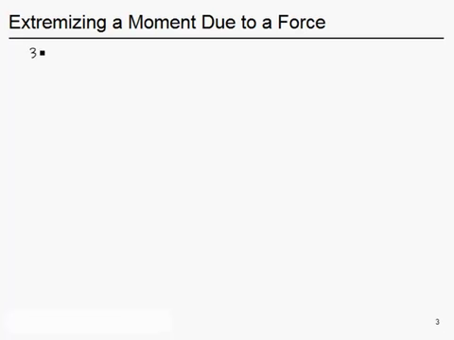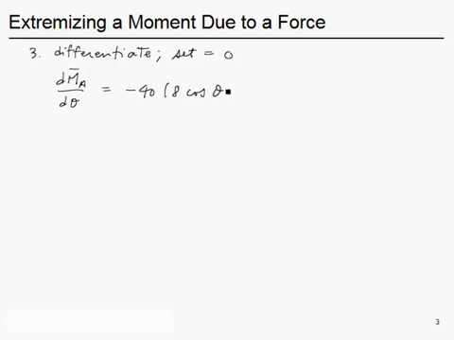In step 3, we're going to differentiate and set equal to 0. And the reason we're going to do that is because that's how we maximize or minimize a function. So we're going to do an operation that looks like this. Differentiate that expression for the moment with respect to theta. And if we do that, we get minus 40 times 8 cosine of theta minus 2 sine of theta. We're going to set that equal to 0. And what we're going to do is solve for theta, which gives us that extreme value.